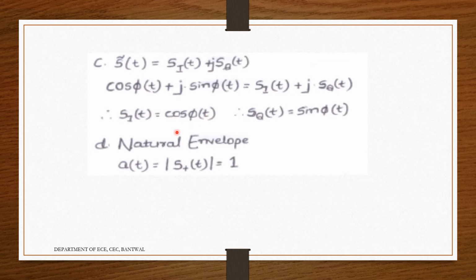Natural envelope, a of t, is equal to the mod of s plus of t. So what is remaining there? We have the exponential, but we have 1. That is the amplitude level. So we consider it as 1. What is here in the natural envelope, being frank, is only the magnitude, which we say is the amplitude level on which this envelope is going to be carried. So in the previous one we had m of t, the message signal, and like that the carrier signal will be modified. Here we don't have any such thing. We consider the magnitude as 1 here.